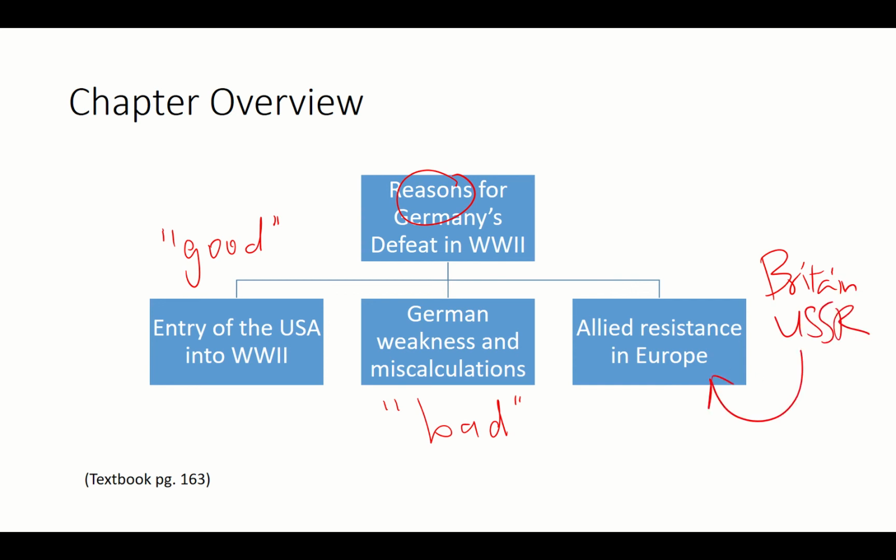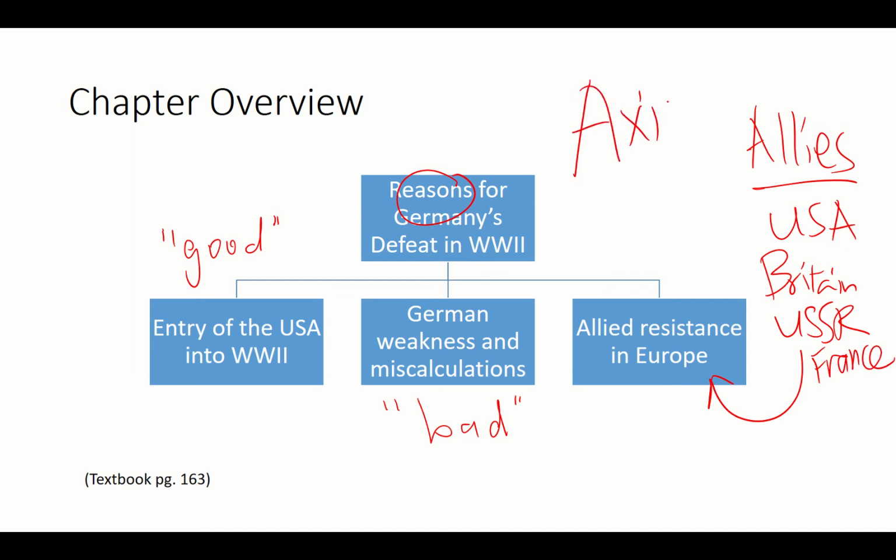A quick note, the Allies, USA, Britain, USSR, also France, okay, all these are the Allied countries. Germany's side is called the Axis, okay, the Axis powers, which is basically Germany, Japan, at one point Italy, okay. So that is what we're going to look at.